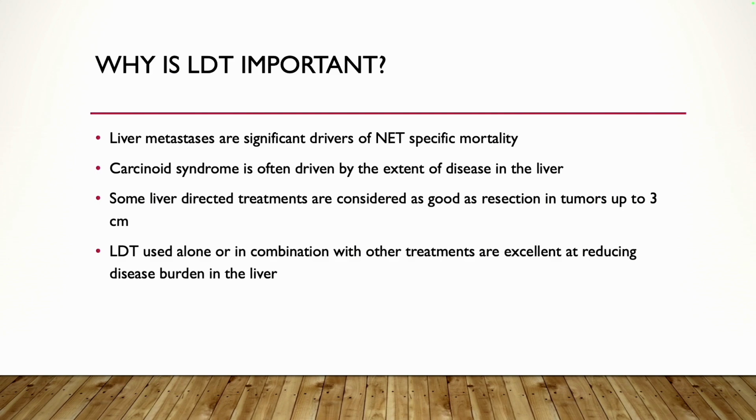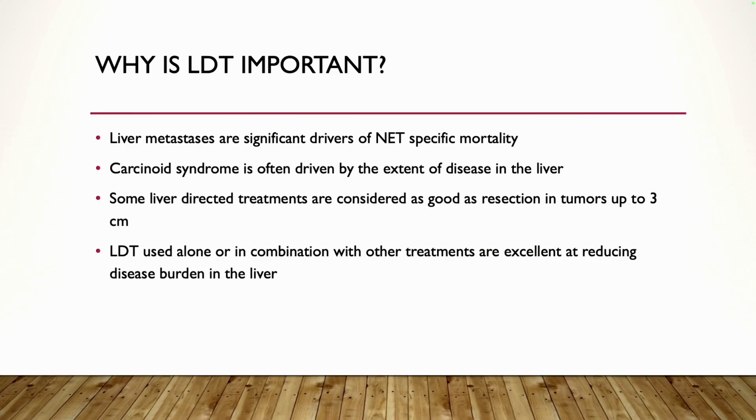So why is liver-directed therapy important? If you were to look at what causes neuroendocrine patients to succumb to the disease, a lot of the times it will be our inability to control that site. So controlling the liver, even when you have disease that is outside the liver, is extraordinarily important.